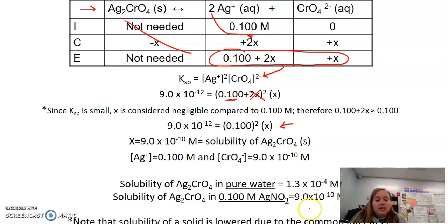And so the conclusion that can then be drawn is that the solubility of a solid is lowered because of the common ion. So anytime you have a solid and you dissolve it in a solution that has an ion in common, the solubility is going to be much lower than it would if it was just in pure water.